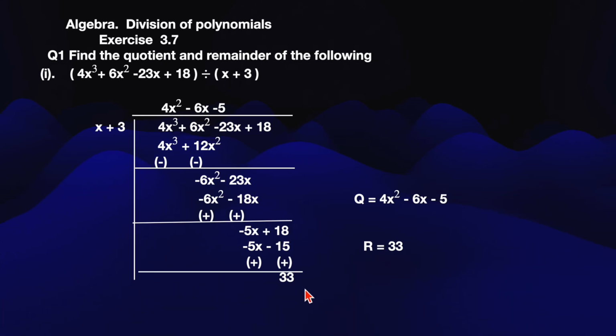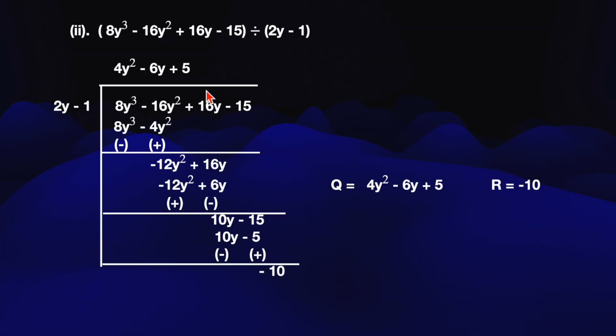Okay, no more terms to bring down. So 33 is the remainder and the quotient is 4x square minus 6x minus 5. Okay, let's do another sum.